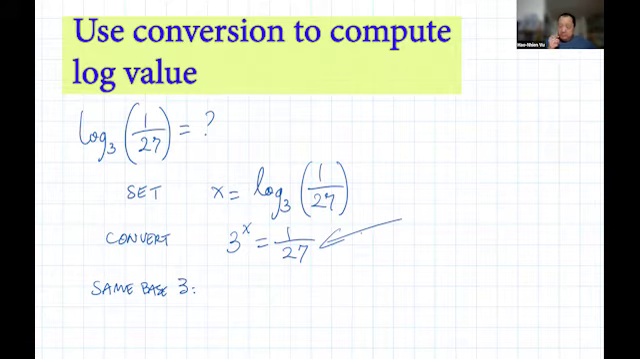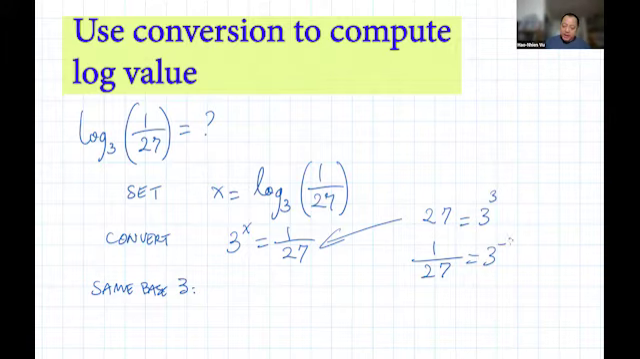Okay. I may not know what 1 over 27 is yet, but I do know 27. 27 is 3 cubed. 3 times 3 times 3 equals 27. And how do I get 1 over 27 out of this? I remember. Negative power makes reciprocal. Negative power makes 1 over. So that means this is 3 to negative 3. All right, I got it.